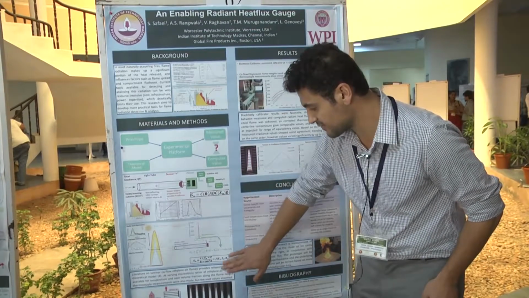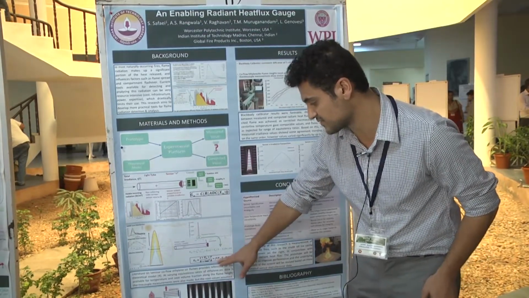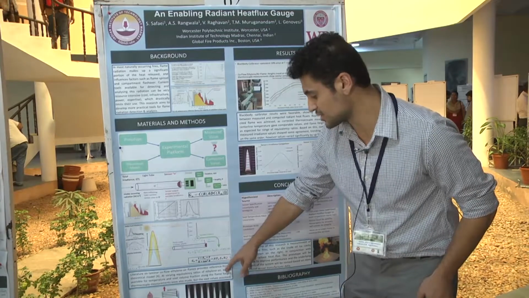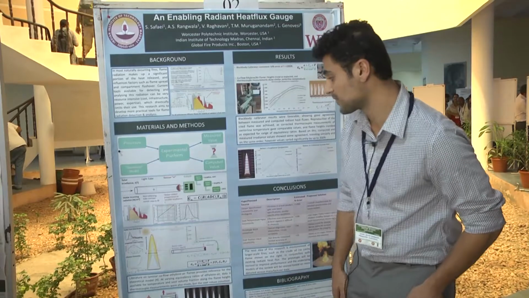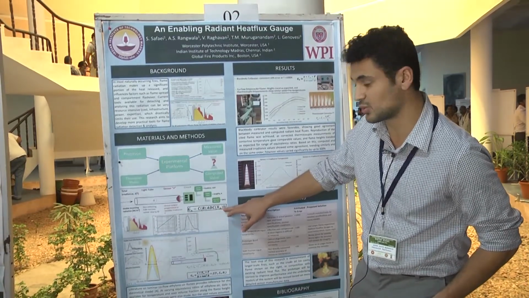So based on that, we have our theoretical model equation, which has inputs of temperature, soot volume fraction, and optical beam length, which is basically the thickness of the flame here. And our prototype had its own equation here.